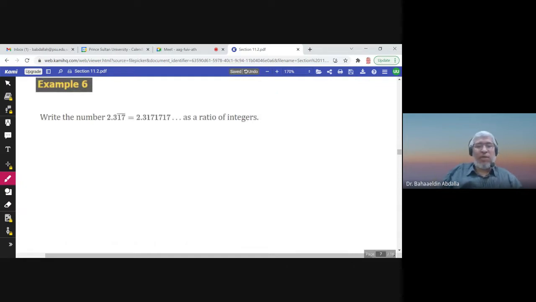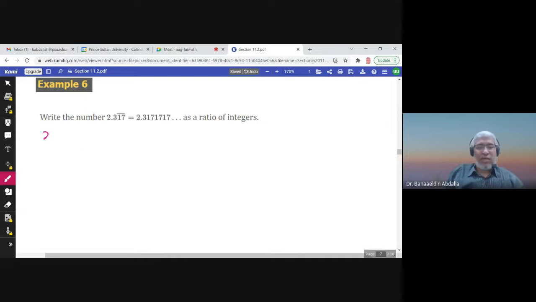Some other type of examples: write this number as a ratio of integers. These numbers can be written as geometric series as follows. To write it as a ratio of integers, this is a rational number. So prove that it's rational by writing it in terms of a over b, integer over integer. Okay, it is a rational number, but I mean write it in that form.